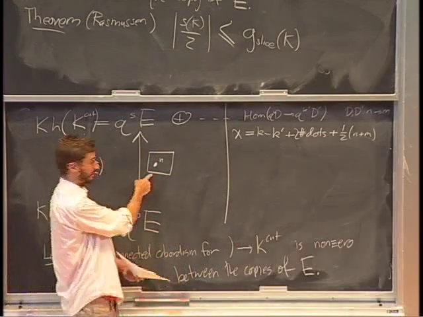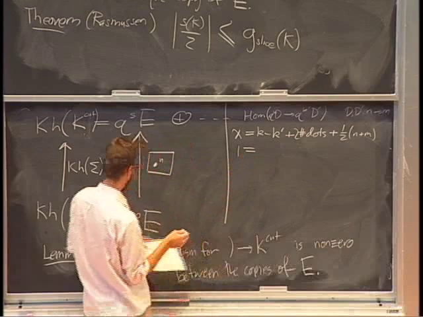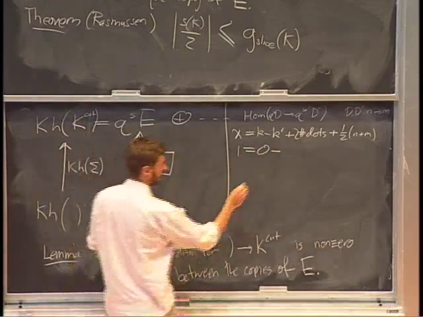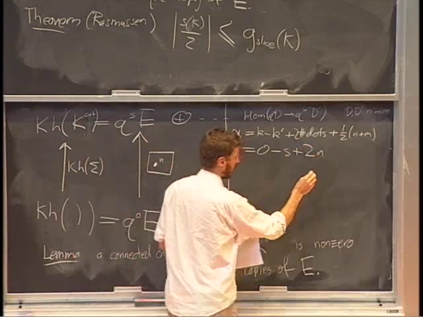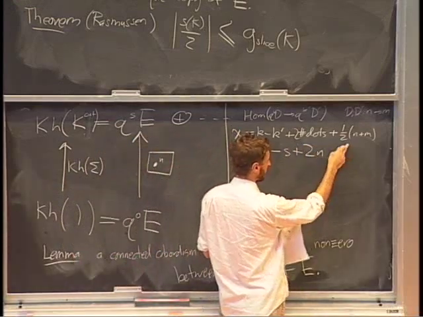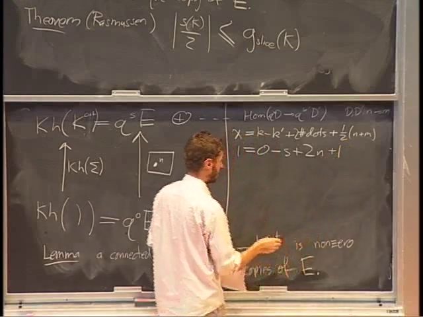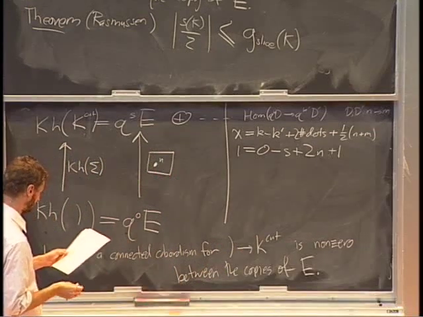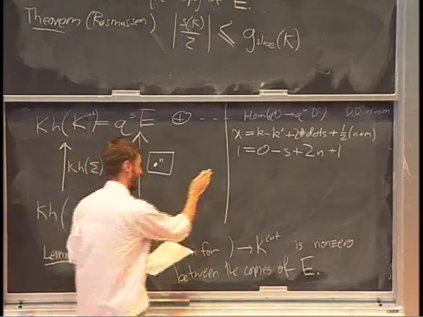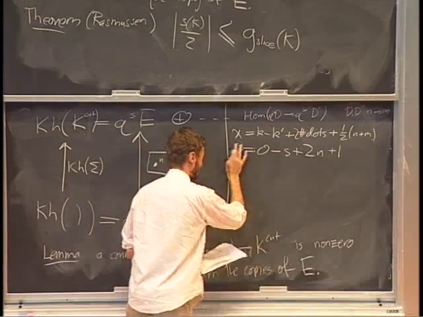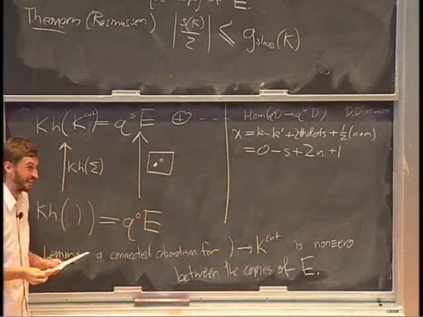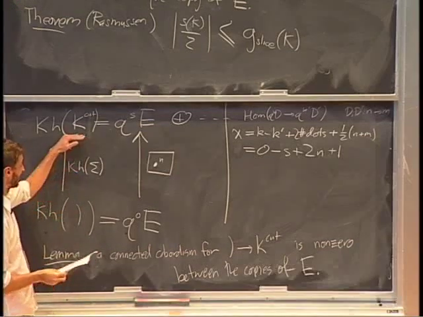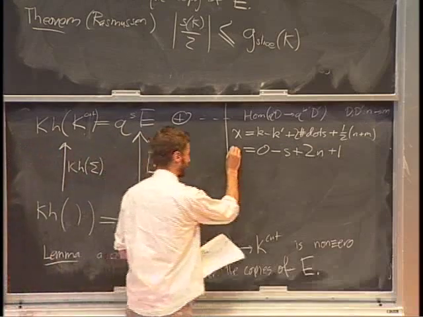Well, the Euler characteristic of this surface is just 1. It's a disk. K is 0, because we're starting at q to the 0 here. K prime is S plus 2n plus 1. Okay? Sorry, that 1 there was me being very hasty. That Euler characteristic there is the Euler characteristic of the surface, of the cobordism that we're looking at, from the strand to the cut-open knot. So I better leave the Euler characteristic there.